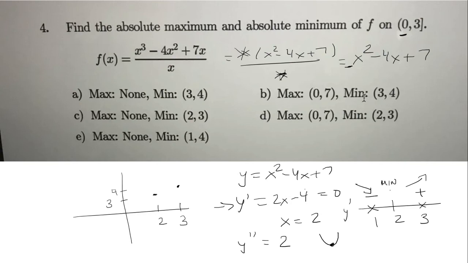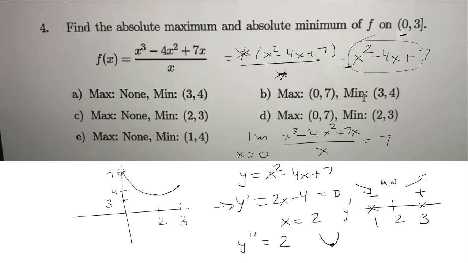And I know that this is going to open up. First of all, the second derivative is positive, so it's concave up, and also because it's a parabola. Now at x equals 0, I can actually find what it is, but technically I need to take the limit of the original function. That's the same thing as plugging 0 into this simplified version and getting 7. But there's going to be a hole over there. So it should look something like this from 0 to 3.